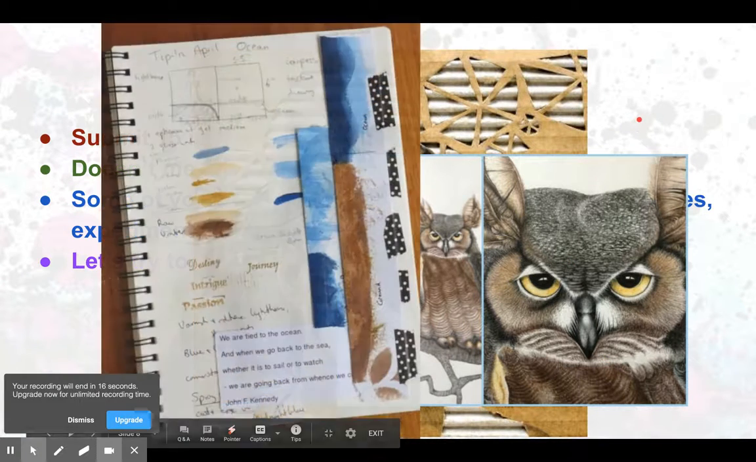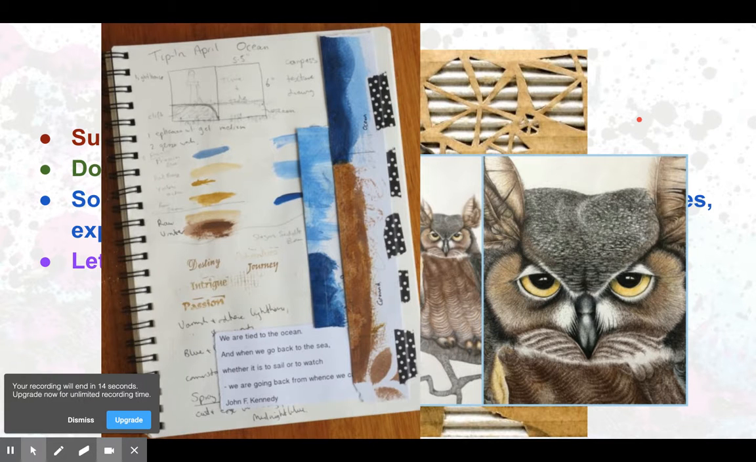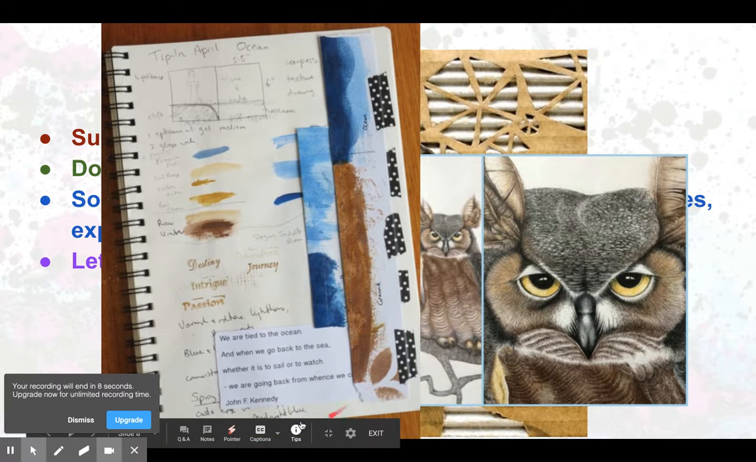Or they can also show their process through their images. This can also count as part of their portfolio. So there are a lot of ways to fill that image category.